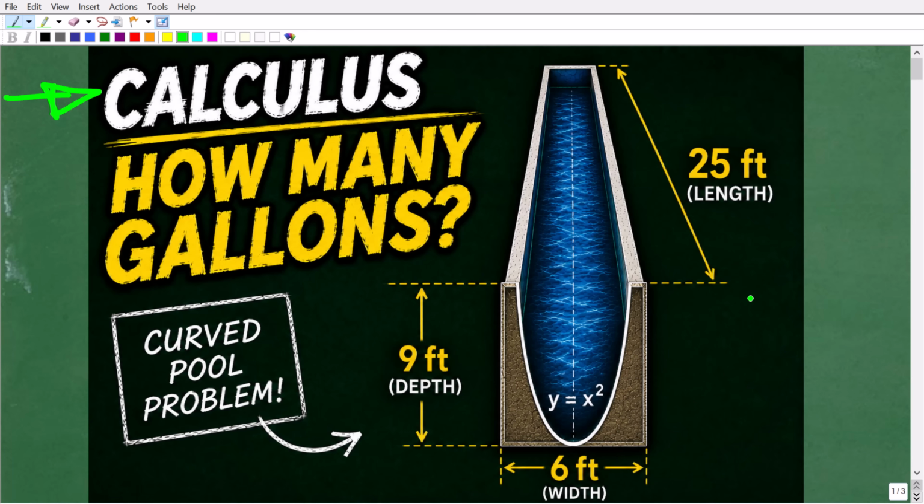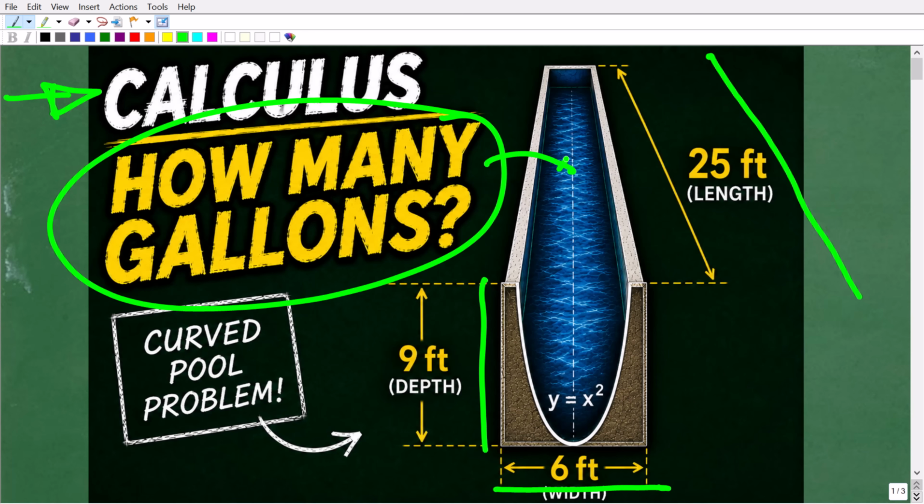So we have this swimming pool and it is 25 feet long, 6 feet wide, and 9 feet deep. And what we're trying to do here is calculate how many gallons of water this pool will hold. But there's something unusual about this pool, and that is it has a curved bottom. Now, if the pool had a rectangular bottom or a square bottom, this would be very easy to figure out, because all we would have to do is simply multiply the length times the width times the depth to calculate the volume. But because we have a curved bottom here, regular algebra and geometry cannot help us out.